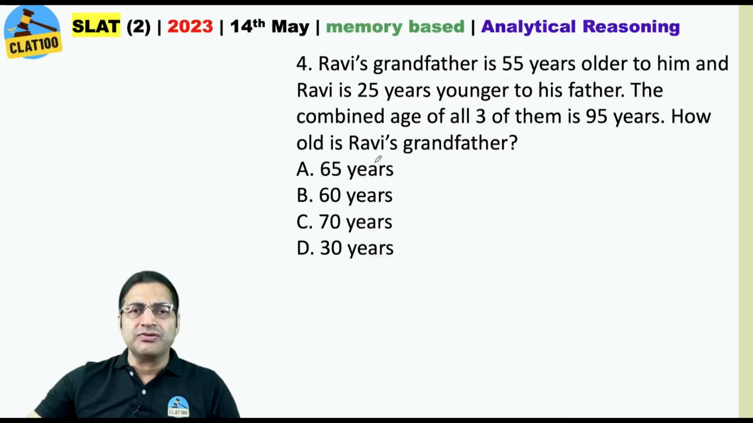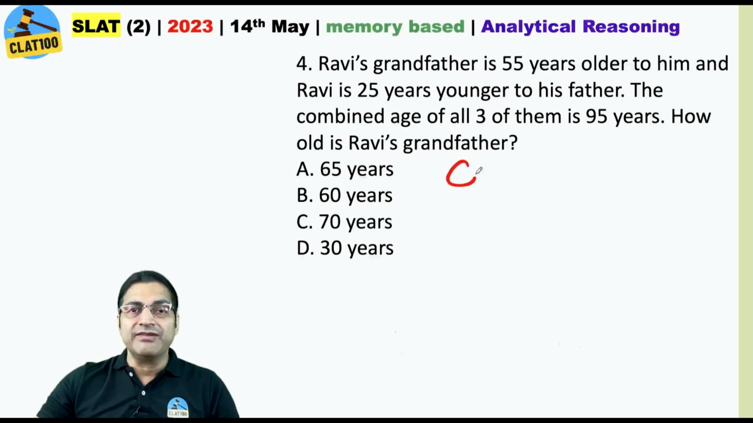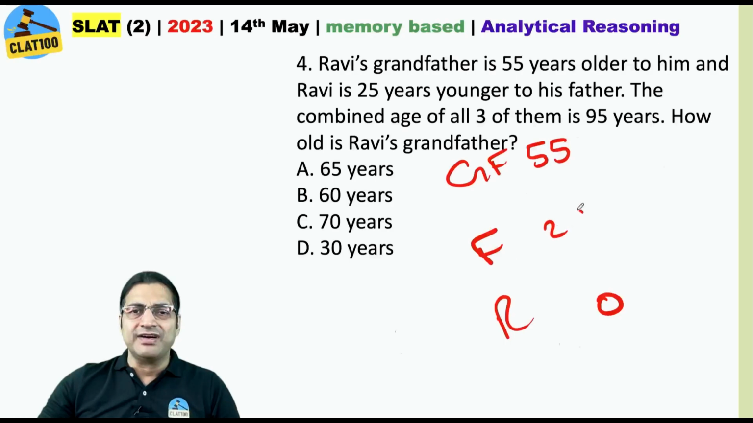Okay. So, of course, your answer is 60 years. But the way I solved it is a very stupid way of solving this question. Straight away, grandfather, father and Ravi. Ravi's grandfather is 55 years older to him. So, when Ravi was 0, grandfather was 55 and father was 25.